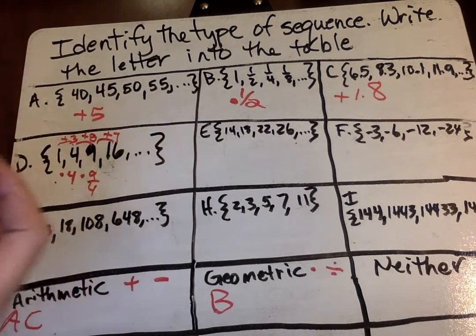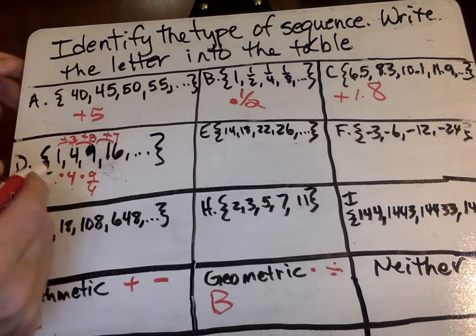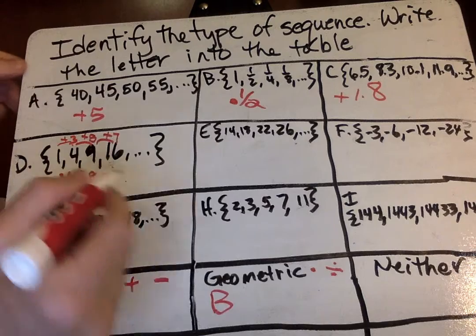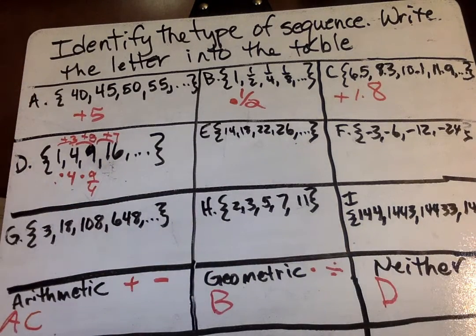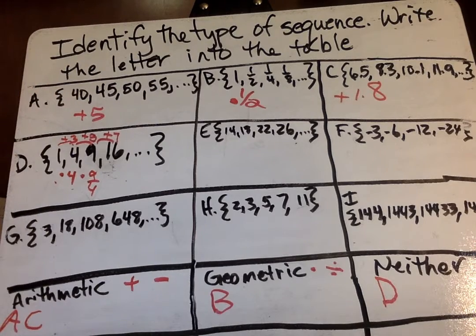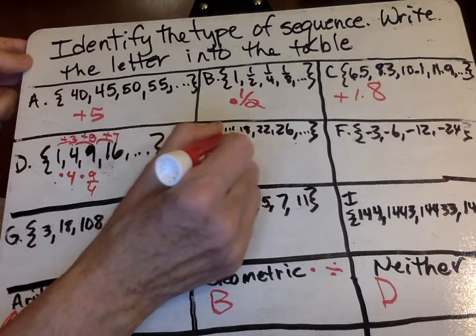So then, if you can't think of anything, you can say, okay, I'm adding different numbers and multiplying by different numbers, so I know it's got to be neither. And I put D over there. Okay, then I look at E and I say, what is happening between here?